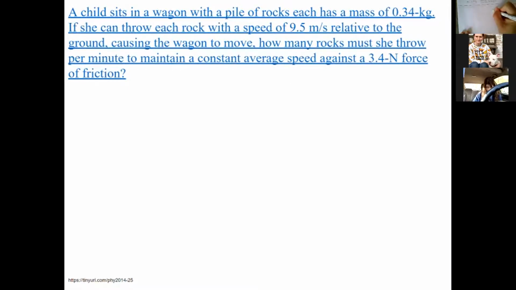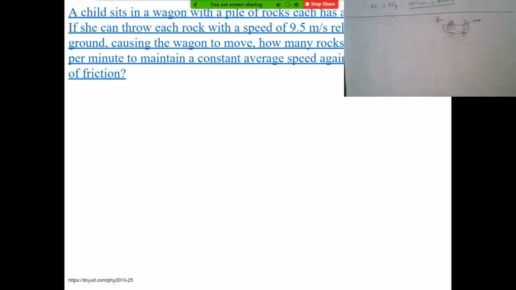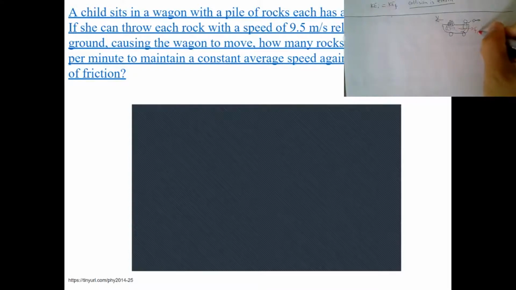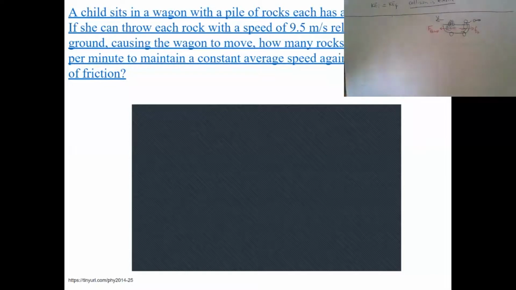So I can actually draw the sketch over here. Say there's this wagon over here, and then there's a pile of rocks, and a child is sitting over here. She throws out a rock in that way. So if she does that, then the wagon will receive speed in this direction, right? So if the wagon goes in that direction, there will be a friction force in this direction, and then there will be the thrust force F because she's throwing out the rocks in that way.